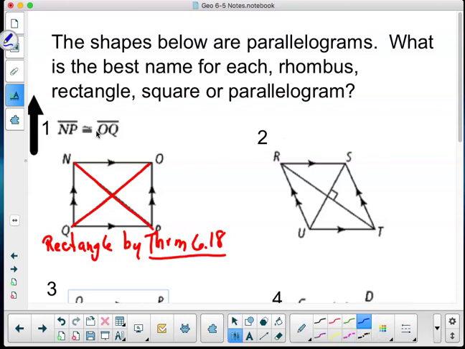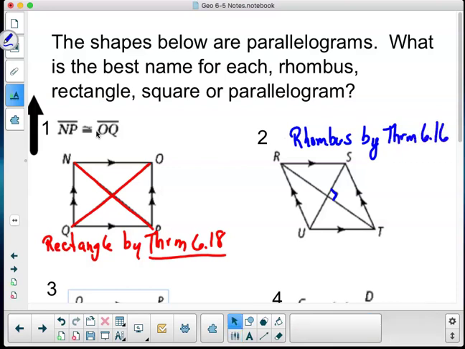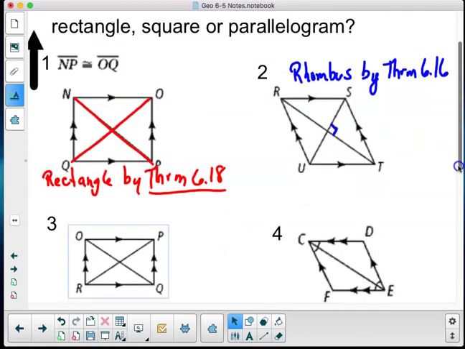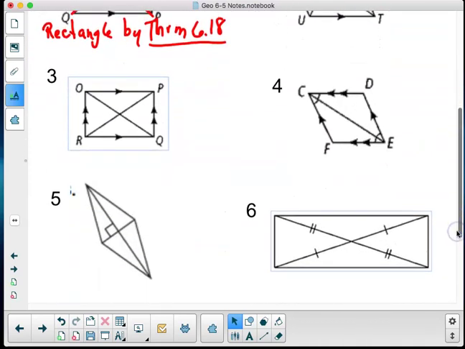Now in 2, I have diagonals that are perpendicular. That's this right there. It's a parallelogram with perpendicular diagonals. So this is a rhombus by theorem 6.16. Okay, and that talks about perpendicular diagonals for rhombuses. In 3, we're looking at this. Okay, so now that you've got this idea, I want you to look at 3, 4, 5, and 6 and do them on your own.